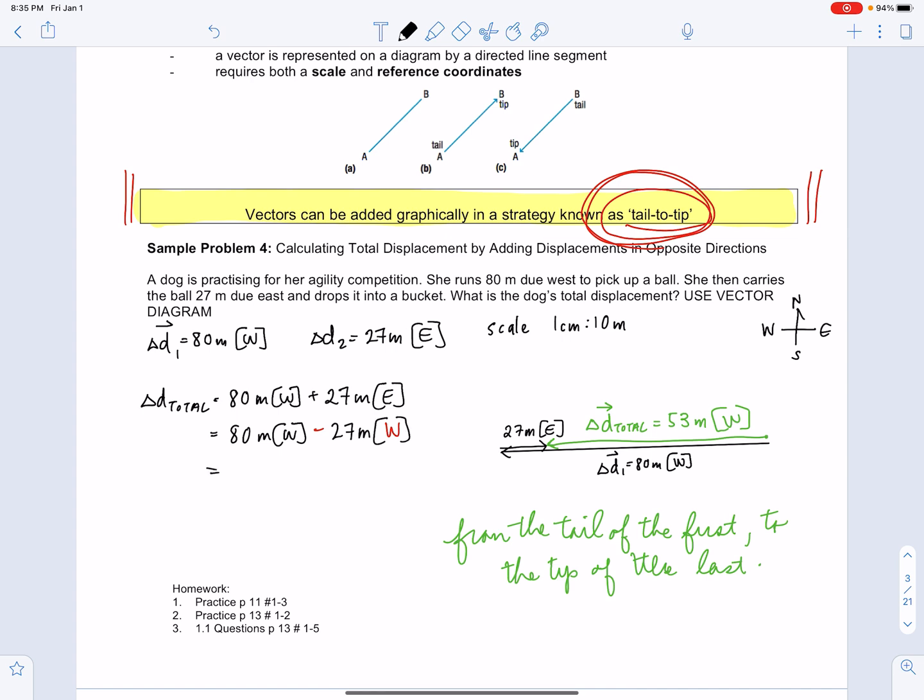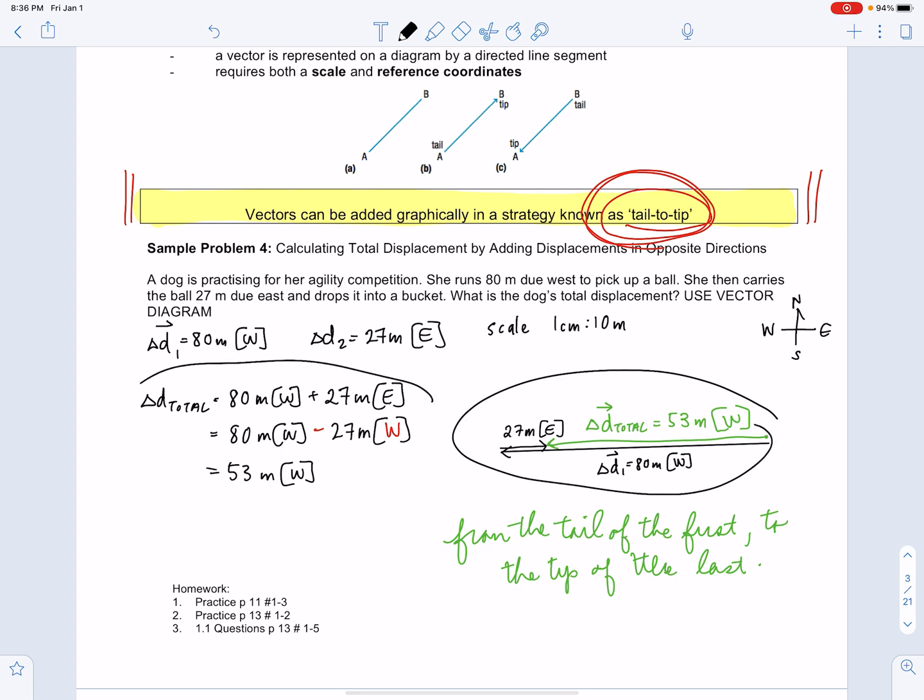Now, because they're collinear and in the same direction, we can punch these into our calculator. 80 minus 27 is 53. And the direction we have is west. So we've proved that both the graphical strategy and the algebraic strategy give us the same answer. You might have a preference for one or the other. Though I love to draw, I also love mathematics, and I tend to prefer the algebraic method.